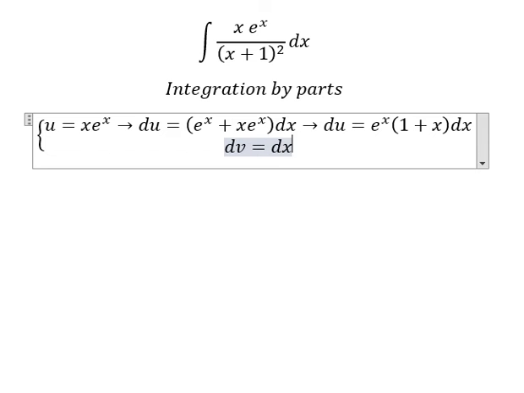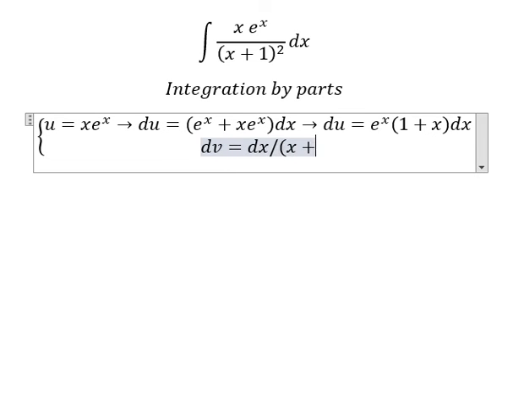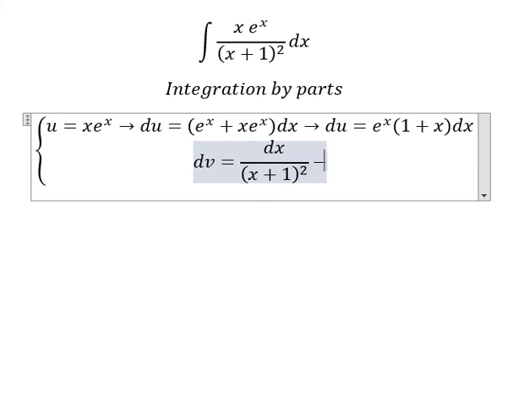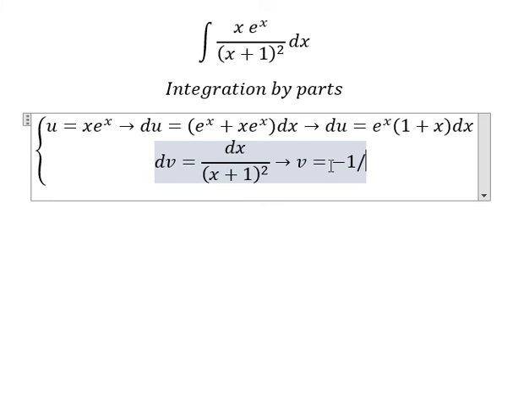dv, we have ds over (s plus 1) to the power of 2. The integration of this one, we have v equals negative 1 over s plus 1.